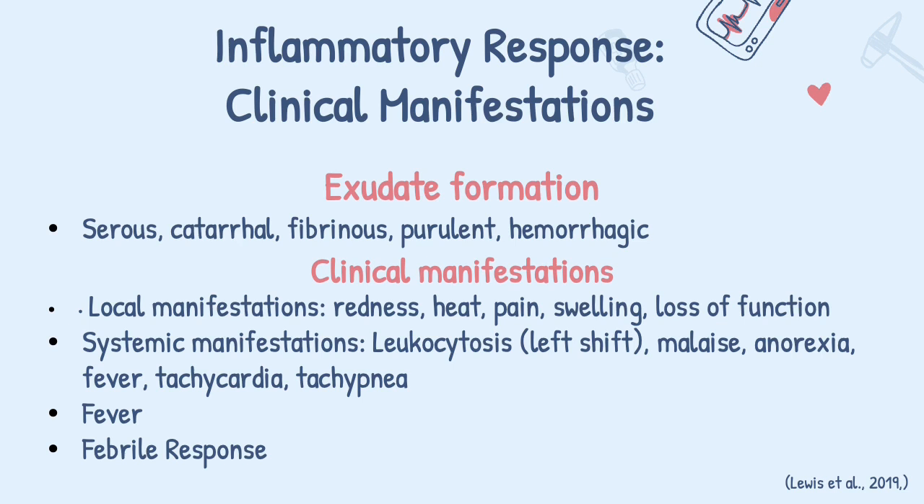The systemic manifestations here are due to that leukocytosis and left shift. You're going to see this result in malaise, anorexia, fever, tachycardia, and tachypnea. And causes of these manifestations can be related to the complement system and the release of cytokines from the red blood cells. Interleukin 1 and 6, as well as tumor necrosis factors, are all cytokines that generally cause the symptoms of the inflammatory response, such as malaise and fever. When there's a rise in the body temperature, it increases the heart rate and the respiratory rate, and that's why you'll often see those things happening simultaneously.